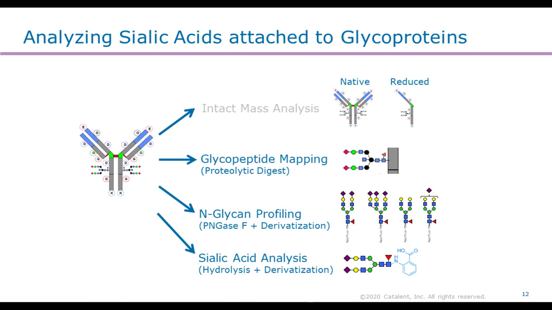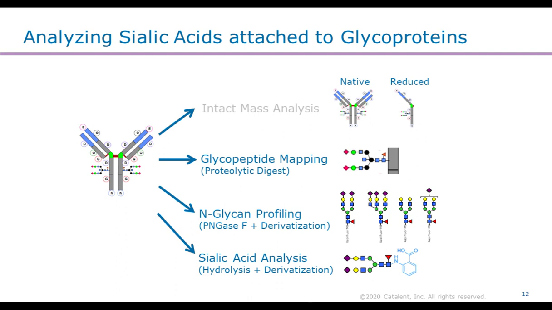Nevertheless, a number of mass spectrometry methods and HPLC-based methods have been developed to study these incredibly interesting structures. We can use, for example, intact mass analysis, glycopeptide mapping, N-glycan profiling, and sialic acid analysis.